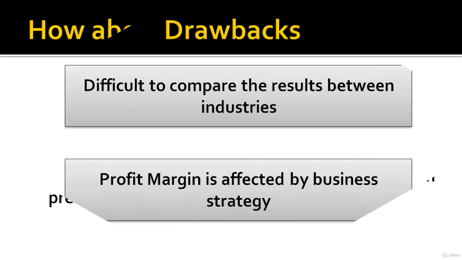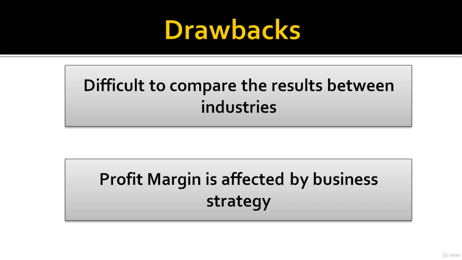Now, the drawbacks of the profit margin ratio. Like all ratios, the profit margin has its advantages and disadvantages. One of the major drawbacks of the profit margin is that it's difficult to compare the results between industries. Some industries have a naturally higher or lower profit margin within them, so comparison of the profit margin of, say, Apple and Chevron Corporation probably wouldn't tell you that much.